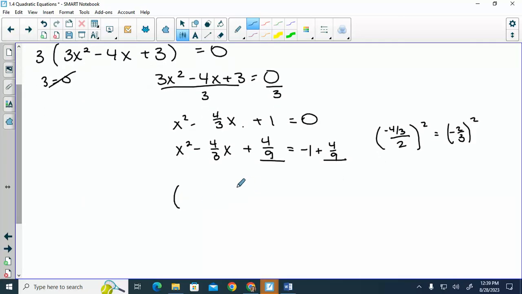So now, this should factor into something squared. Might be a little bit harder for you to figure out that number with the fractions, but it's always going to be what we had before we squared. So this will be x minus 2/3 squared equals -1 plus 4/9. So -1, that's like -9 over 9 plus 4 over 9. So -5.